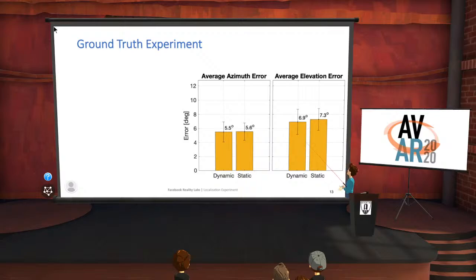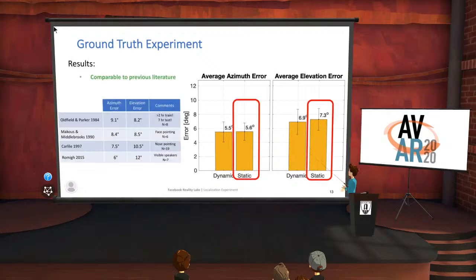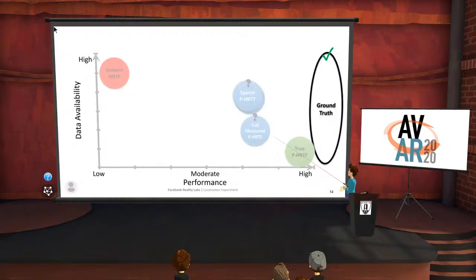Comparing to previous literature, looking at the static results, here we have an example of 4 different studies that performed a quite similar ground truth static condition. We see azimuth error between 6 and 9 degrees, and elevation error between 8 and 12 degrees. So we can say that our results are quite comparable and even better compared to previous literature. So we can check mark the ground truth experiment. We have a system that can accurately evaluate the localization performance of real loudspeakers.